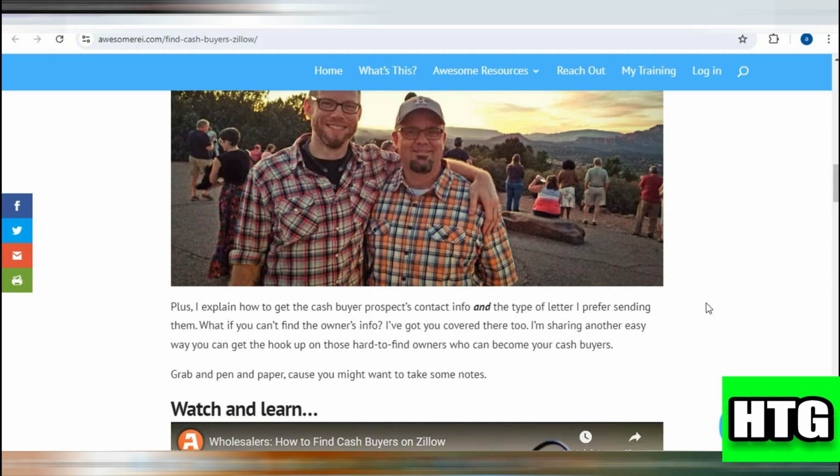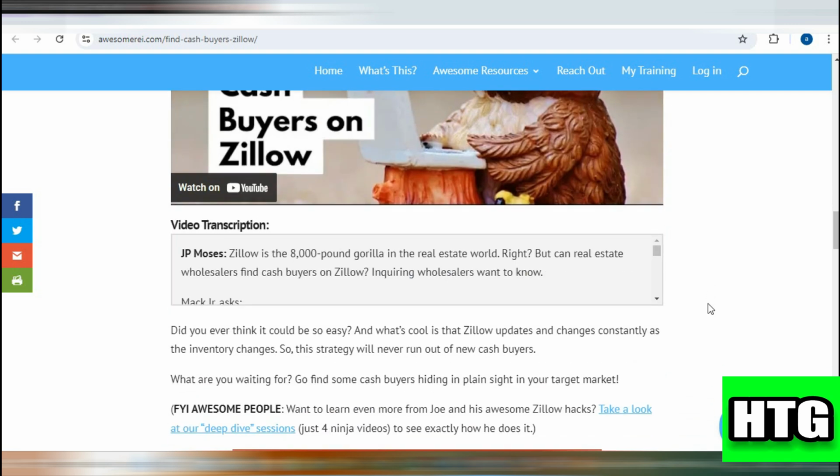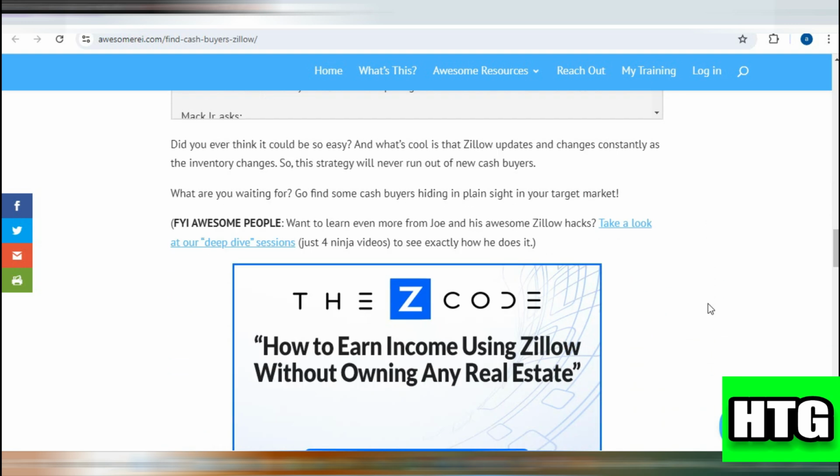Another strategy is to target listings that are marketed towards investors, such as fixer uppers or properties in as is condition. These types of properties often attract cash buyers who are looking for their next investment project.